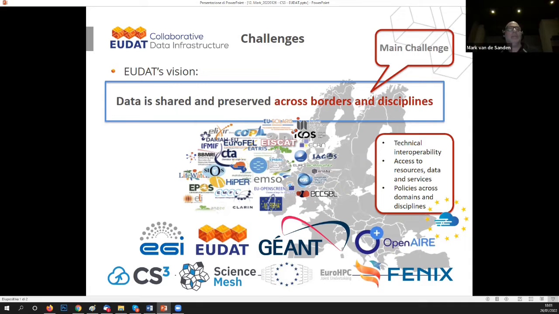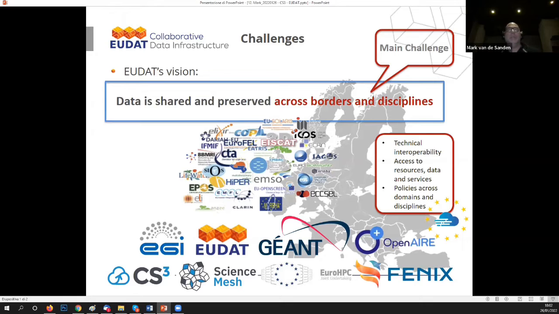On this slide, I try to explain a little bit where we see the challenges. EUDAT is a European organization providing a collaborative data infrastructure, providing different kinds of components to serve communities to implement better data management practices. One of the challenges which we see, if you look at the vision, is that data is shared and preserved across borders and disciplines. It is very similar to what EOSC also has as its aim. But there you also have one of the biggest challenges, and that is mainly across borders and disciplines.